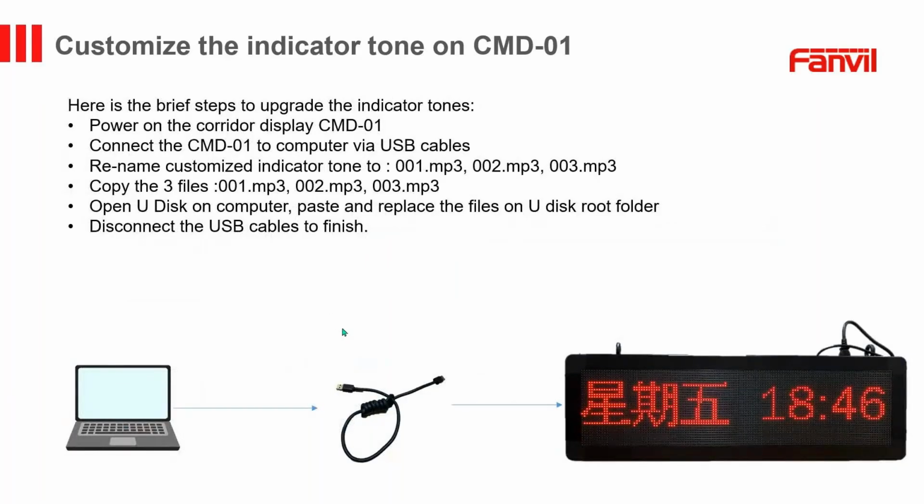After powering up the corridor display and connecting it to the PC via USB, you can simply rename the files that need to be uploaded to this corridor display with the following naming: 001, 002, and 003, and replace the default files on the device. After that, you can just disconnect the USB to finish the process.